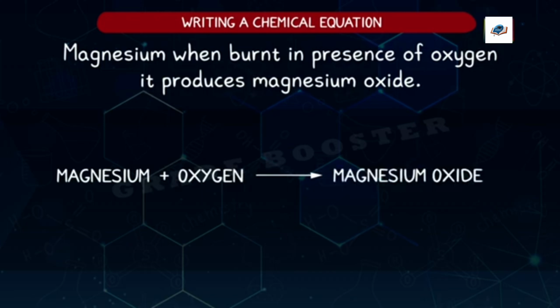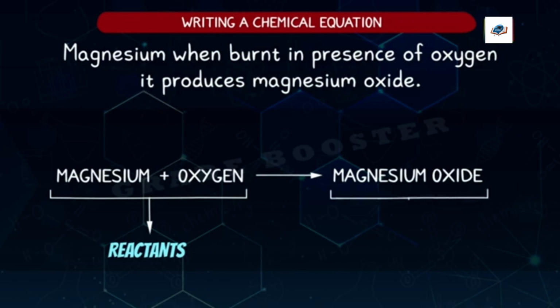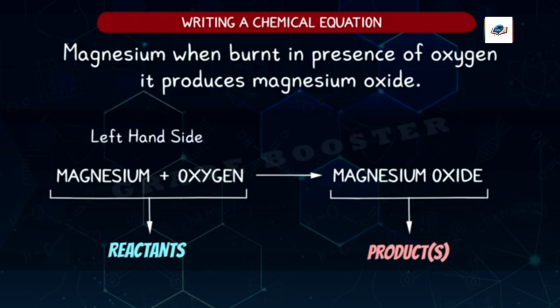In this equation, the starting materials magnesium and oxygen are called reactants and the final substance formed, magnesium oxide, is the product. The reactants and products are separated by an arrow. This arrowhead points towards the products and shows the direction of the reaction. Reactants are always written on the left hand side of the arrow and products are written on the right hand side. There is a plus sign between the two reactants and between the products.